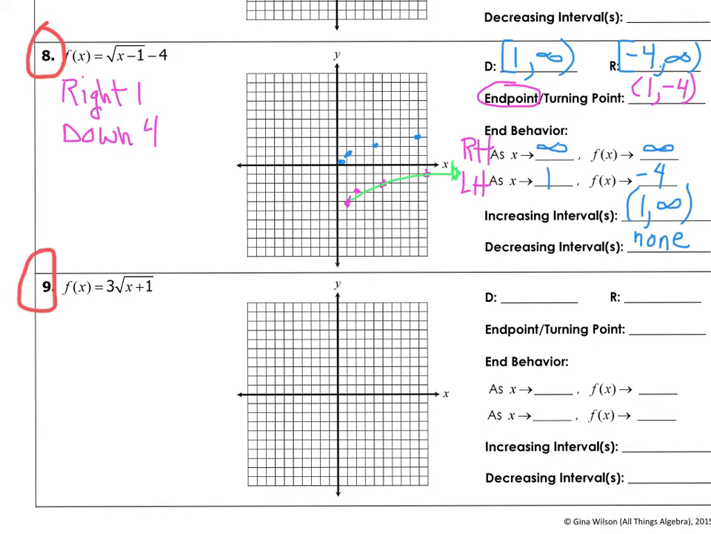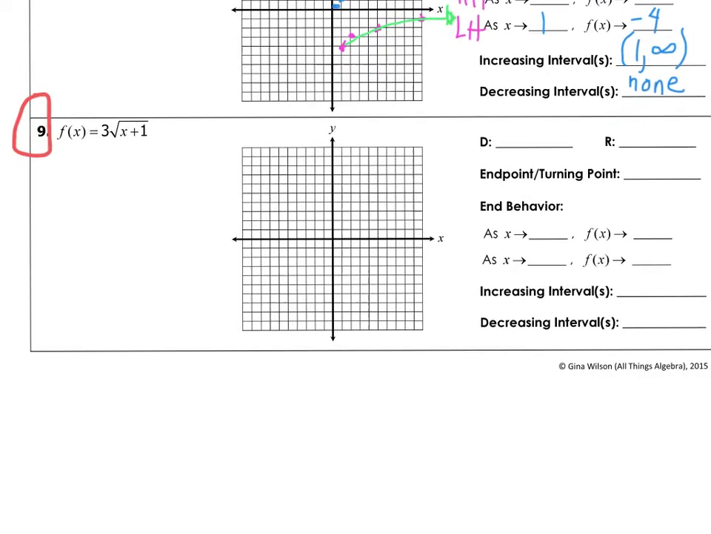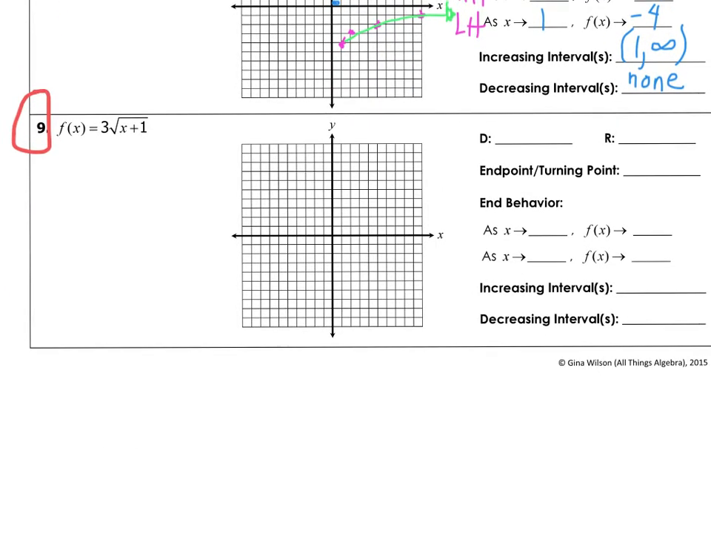All right, let's look at the next graph. Let's look at 3 times the square root of x plus 1. I know for a fact that this graph is going to shift left 1, because inside the function is plus 1 and we want to do the opposite. So I know for a fact we're shifting left 1. I also know that this is giving us a vertical stretch of 3.